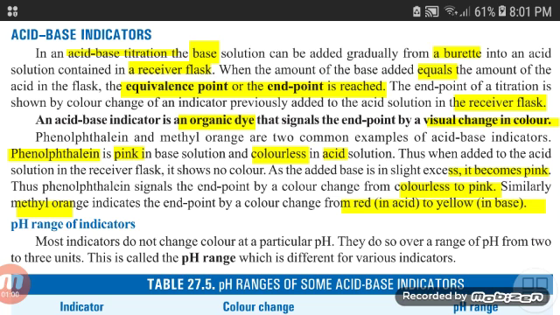What is the importance of an acid base indicator? Basically, this equivalence or end point is indicated by the indicator. An acid base indicator is basically an organic dye that signals the end point by a visual change in color. There are two common examples of acid base indicators: phenolphthalein and methyl orange. Phenolphthalein is pink in base solution and colorless in acidic solution, and methyl orange gives red color in acid and yellow color in base solution.